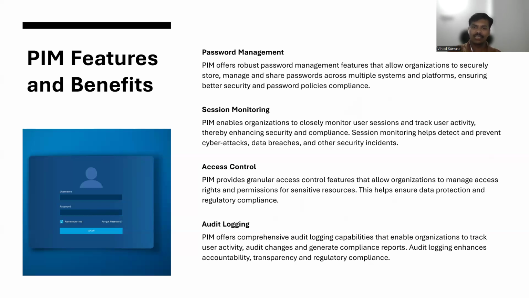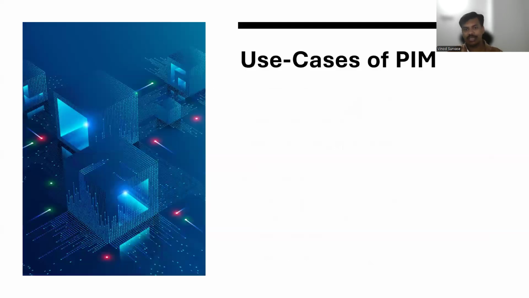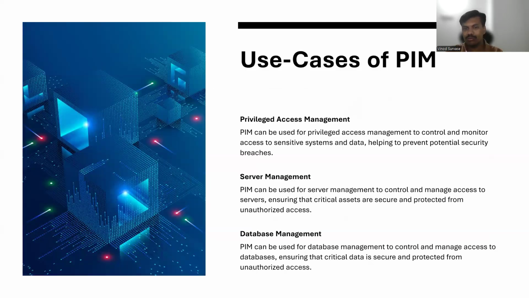So let's go ahead and see the next capabilities or use cases. Here are a few of those use cases, which include privileged access management, server management, and database management. So first is PIM or PAM. PIM can be used for privileged access management to control and monitor access to sensitive data and systems, helping to prevent potential security breaches. Then PIM has server management capability to control and manage access on the servers, ensuring that critical assets are secure and protected from unauthorized access, right?